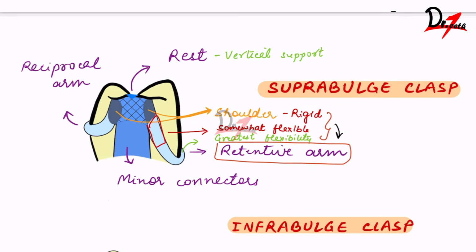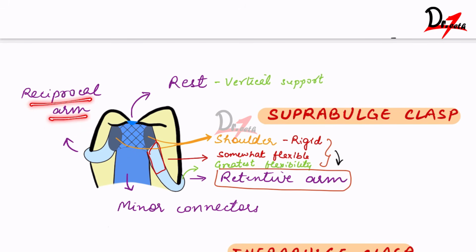And if I have not talked about this term, this is the reciprocal arm. As the name suggests, it is just the opposite of the retentive arm. The retentive arm was lying below the height of contour, but this lies at or occlusal to the height of contour. It will lie above the height of contour or at the height of contour. And what it does, during the placement and removal of the prosthesis, this reciprocal arm will brace the abutment, okay. It will kind of hug the abutment.